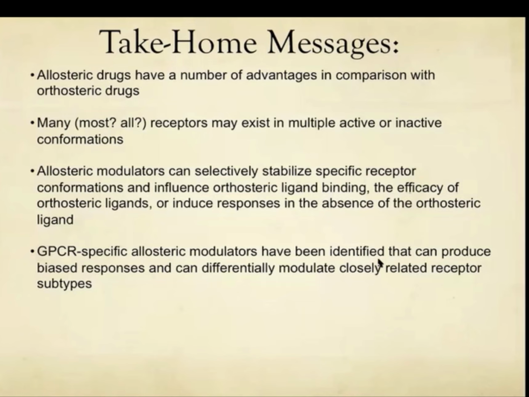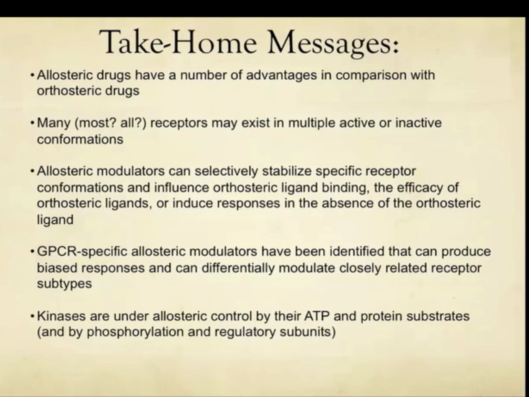And again, this can be important because oftentimes you can find allosteric modulators that can distinguish or differentiate between family members, where it's very difficult to find an orthosteric ligand that can differentially affect family members because, again, the orthosteric binding site can be evolutionarily conserved in most cases.